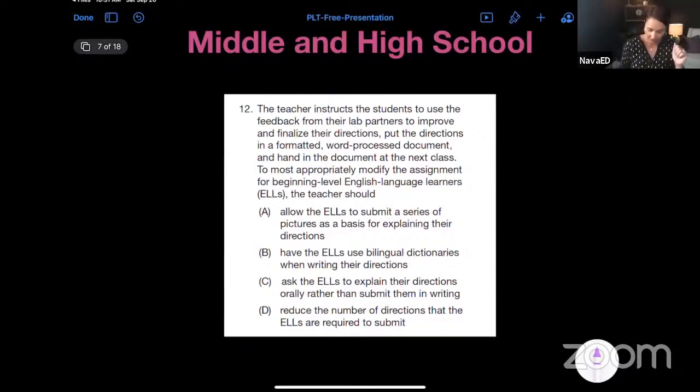So start here first. Start with the answer choices. You may or may not be able to eliminate, and then go up into the question.